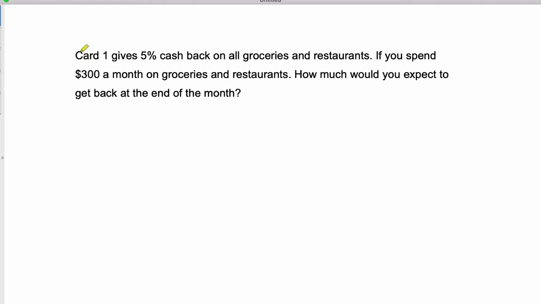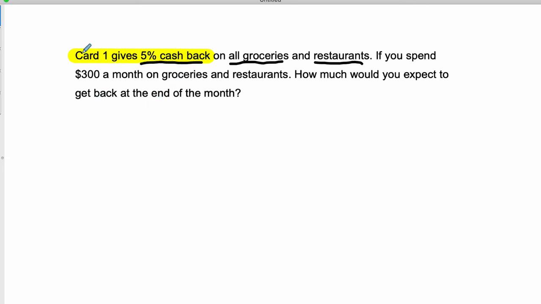So in this problem, we've got this credit card and it gives 5% cash back on all groceries and restaurants. What that means is, depending on the terms, of course, all the money you spend at groceries and restaurants, you get 5% of that back in cash, usually as a credit on your statement.